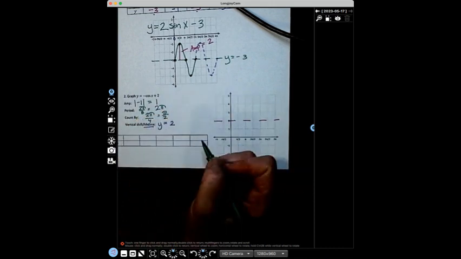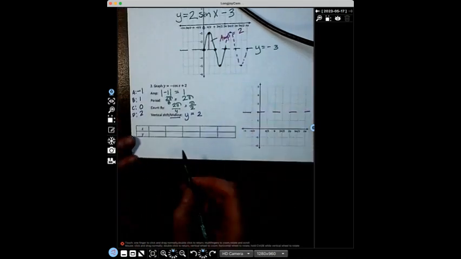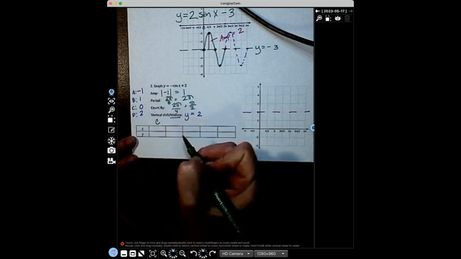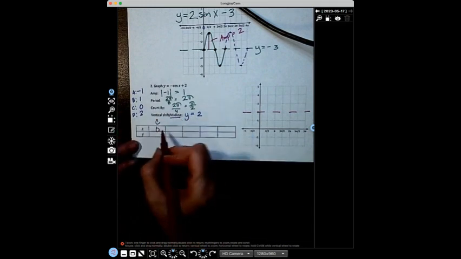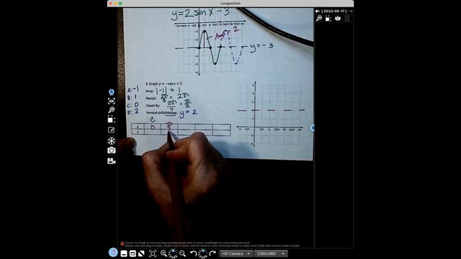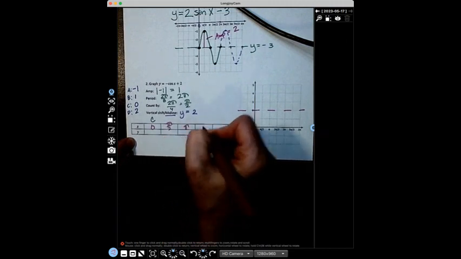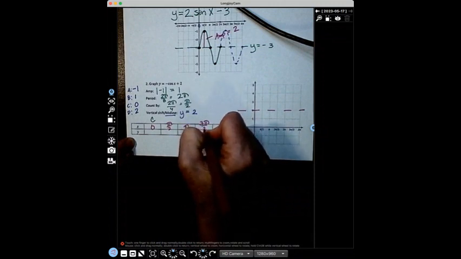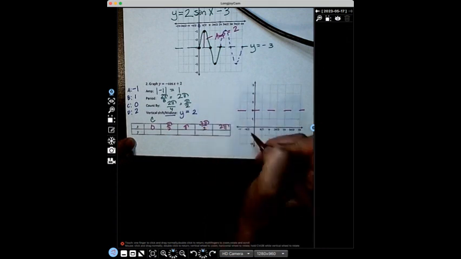Reduces, right? Okay, so table, we start with the x's. We always start our table at C, right, which is 0. Now we're going to count by pi over 2. 0 plus pi over 2. Pi over 2 plus pi over 2 is pi. Pi plus pi over 2 is 3 pi over 2, 1.5, plus pi over 2 is 2 pi.